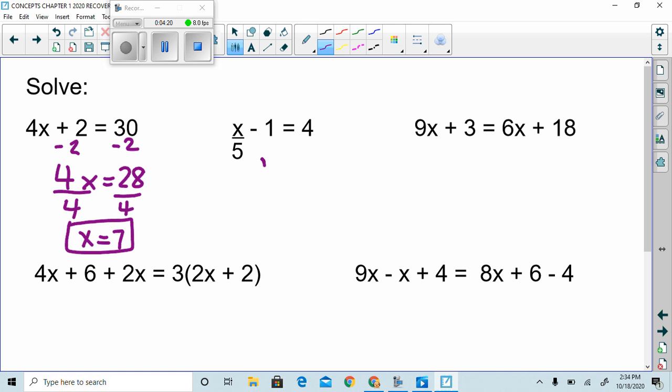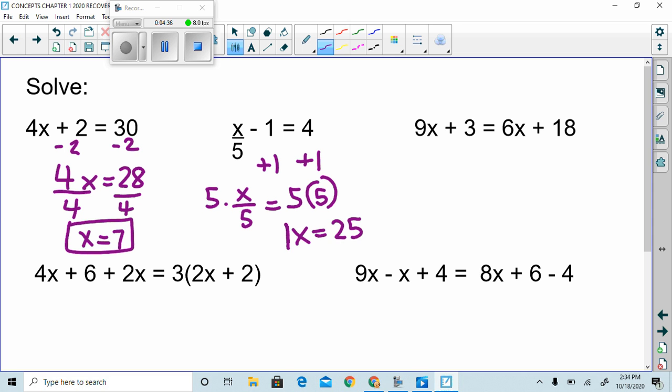Two inverse operations. Let's start by adding 1 to both sides. I have x divided by 5 equals 5. The inverse of division is multiplication. Let's multiply both sides by 5, and we get a solution of x is equal to 25. Let's check it if we're not sure. 25 divided by 5 is 5. 5 minus 1 is 4.